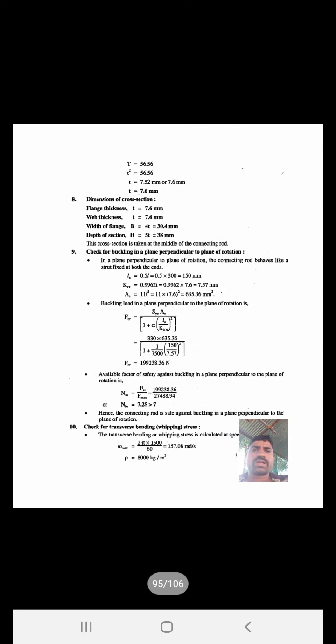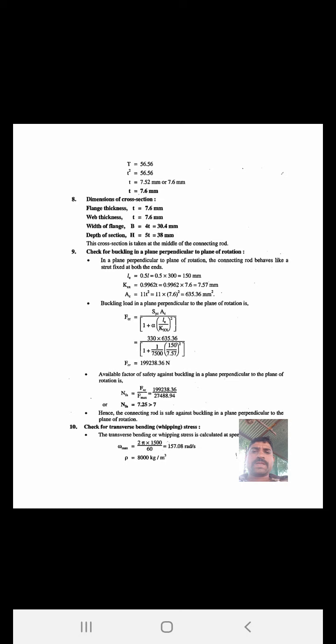With the help of the Rankine equation, which we saw yesterday in buckling of columns, we are using that Rankine equation here and finding the capital T value. This is 56.56 or minus 7.09. Both values we will get. T is equal to, finally, 7.6 mm.